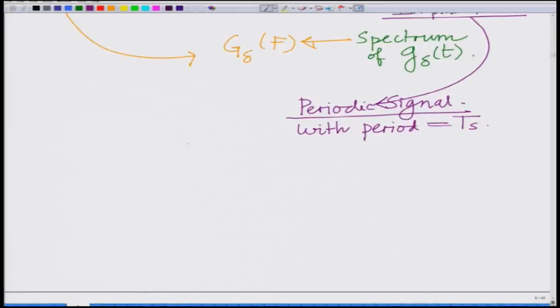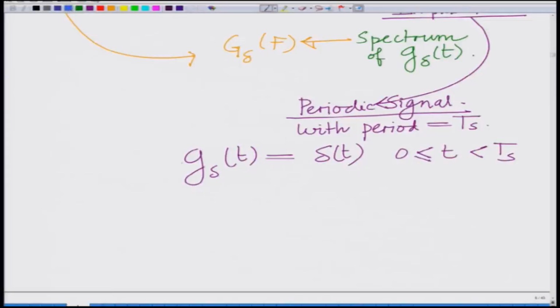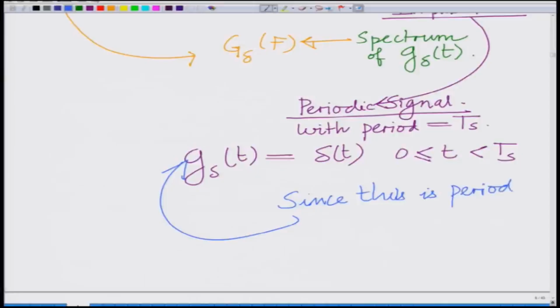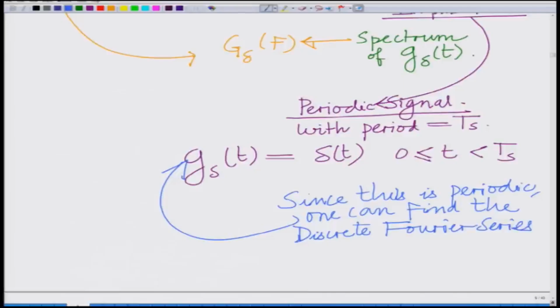So, in one period, this signal g_delta(t) equals delta(t) for 0 less than or equal to t less than Ts, and therefore, since this is periodic, we can find the discrete Fourier series representation of g_delta(t).